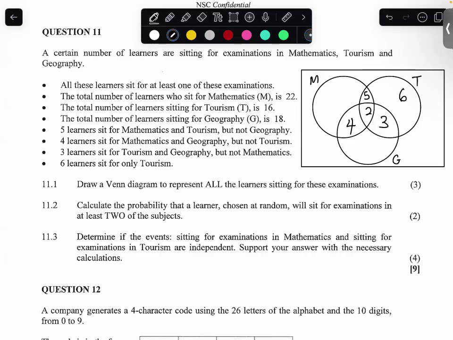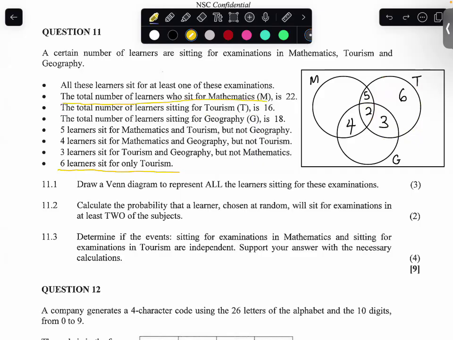Right, I hope you understood that. I'm gonna say it one more time, just because I messed that up. It says 6 learners sit for only tourism. The 6 learners that sit for only tourism is this part. This is the tourism circle, so 6 needs to be there. This was unknown, so we said that this whole tourism circle needs to add up to the total number of learners sitting for tourism, which was 16. And so to get this missing part, we said 16 minus 6 minus 5 minus 3, which gives us the 2. And so once we have that middle part, we can do the rest of them.